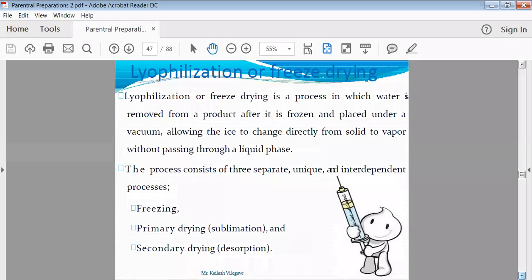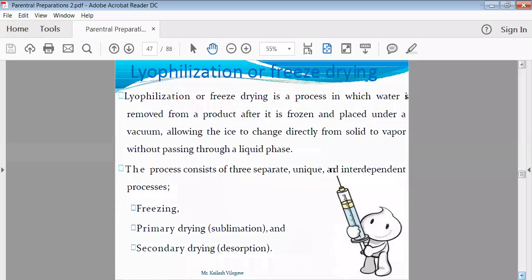So for that purpose, we are using the lyophilization technique. Under lyophilization, we are generally converting the moisture directly into vapor. That is also called the freeze drying technique. In this case, we are converting ice directly into vapor. That's why it is called lyophilization or the freeze drying technique. Under this technique, the first step is called freezing. After the freezing step, the second step is called primary drying, then secondary drying. By using these three steps, we can convert the product into the completely dry state.